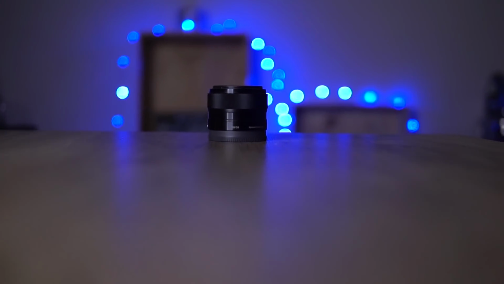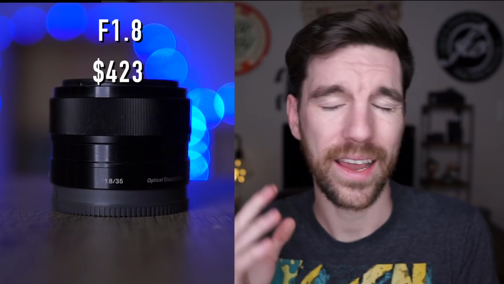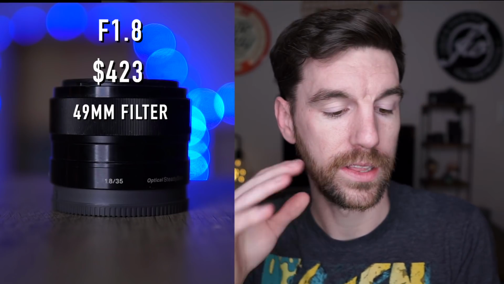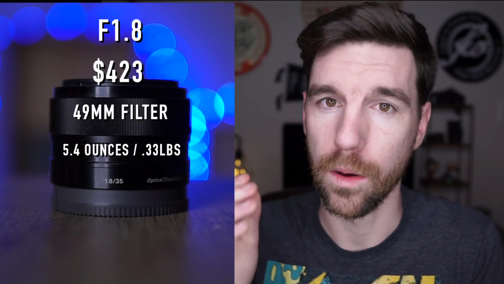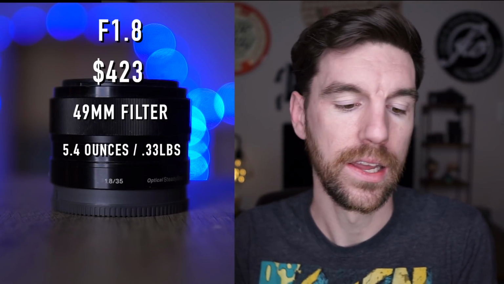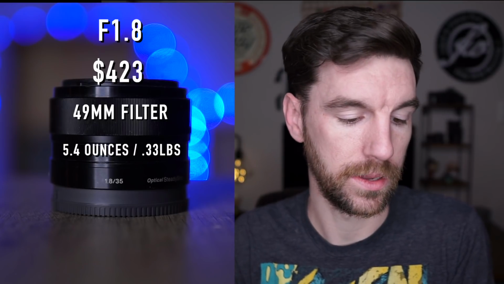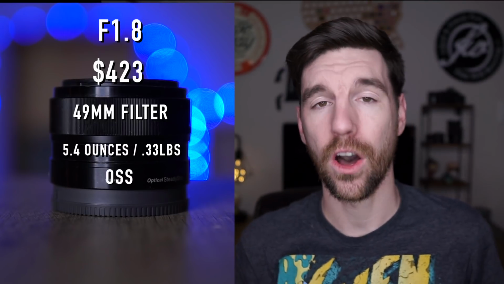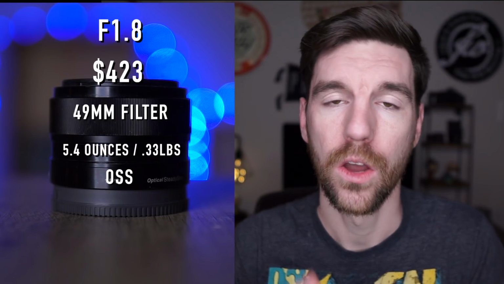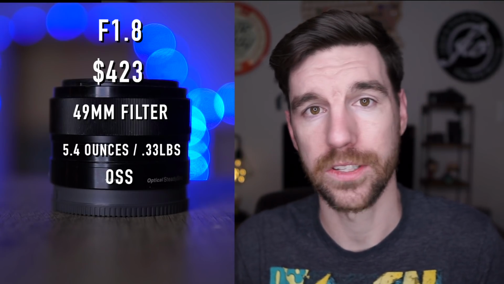Then the other lens, the Sony 35mm, has a maximum aperture of f1.8. It's currently $423 on Amazon, US dollars, so it is definitely the pricier of the two lenses. It has a 49mm filter thread. The lens weighs 5.4 ounces or 0.33 pounds, so it is a lot lighter than the Sigma. And last but not least, the Sony does have OSS, which is optical steady shot, Sony's lens image stabilization. Okay, so those are the basic specs: aperture, price, weight, all those little things.